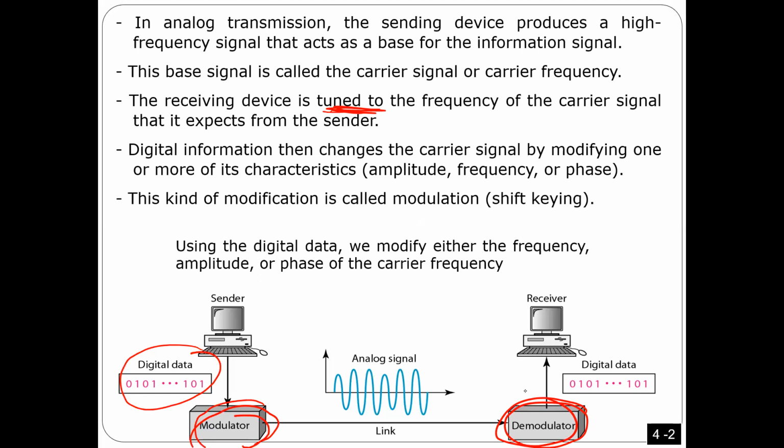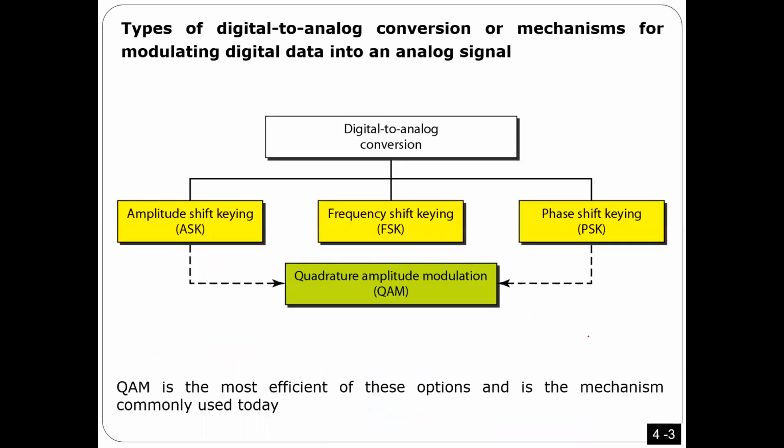What do I mean by opposite? Here you are going to convert the binary data to analog. This one is going to do the opposite: it converts the analog signal to digital data. That's why we call it modulation and demodulation, encoder and decoder. Anyway, I'm going to start with amplitude shift keying, frequency shift keying, and phase shift keying.